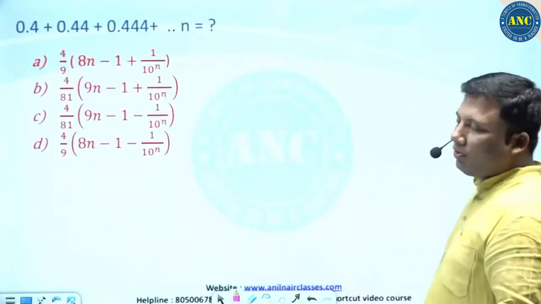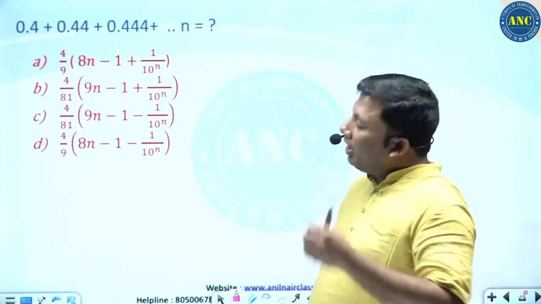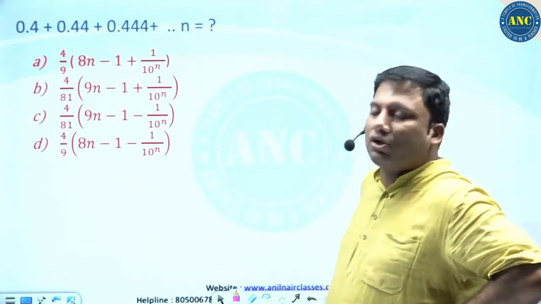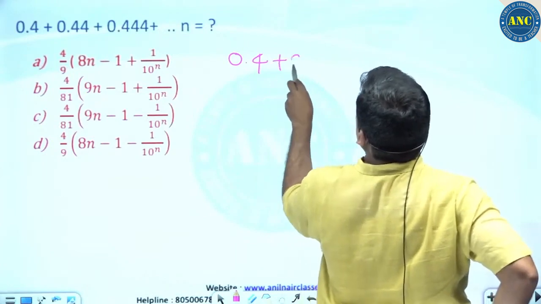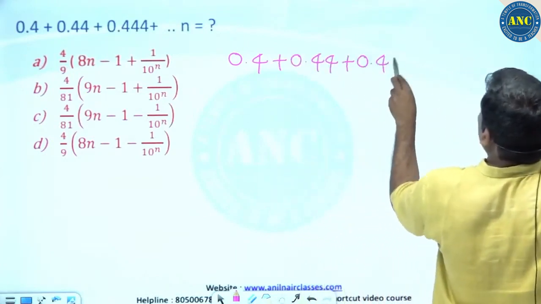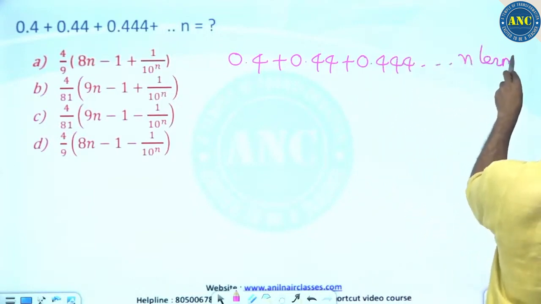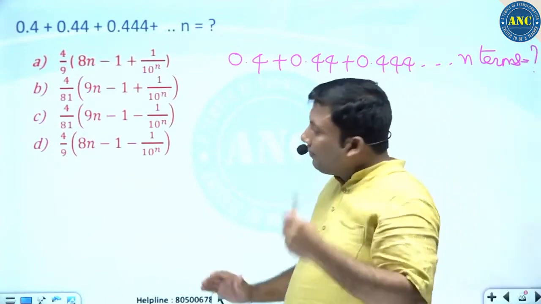Second one. Third one. Now see here. 0.4 plus 0.44 plus 0.444. These are very, very good questions, sir. The question: 0.4 plus 0.44 plus 0.444 and so on up to n terms. Now see here. Listen carefully.